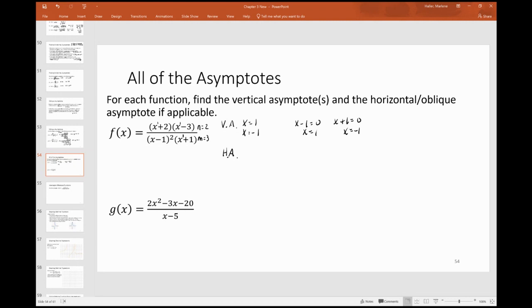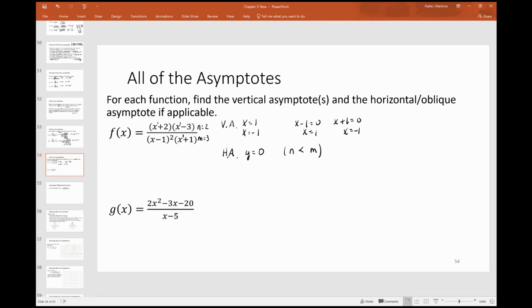Since the degree of the numerator is less than the degree of the denominator, we know there is a horizontal asymptote, and it is the horizontal axis, or the line y equals 0. And again, that's simply because the degree of the numerator is less than the degree of the denominator.